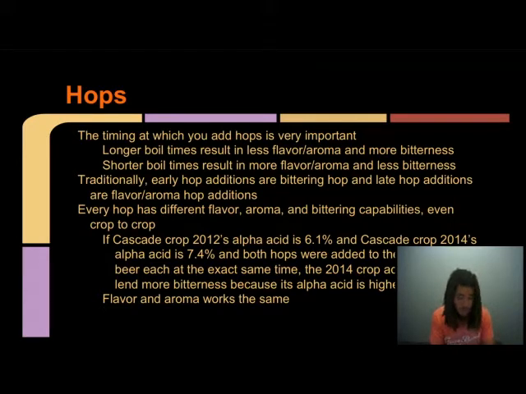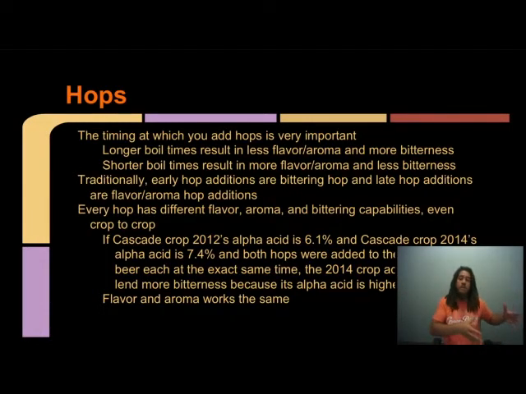Every hop, however, has a completely different flavor, aroma, and bittering capability, even crop to crop. Sometimes it's the exact same hop, but depending on the crop year, it will have a different flavor and aroma and different bittering contributions. For example, Cascade crop 2012's alpha acid was 6.1%, and Cascade crop 2014's alpha acid is 7.4%. Both hops are added to the exact same beer at the exact same time.